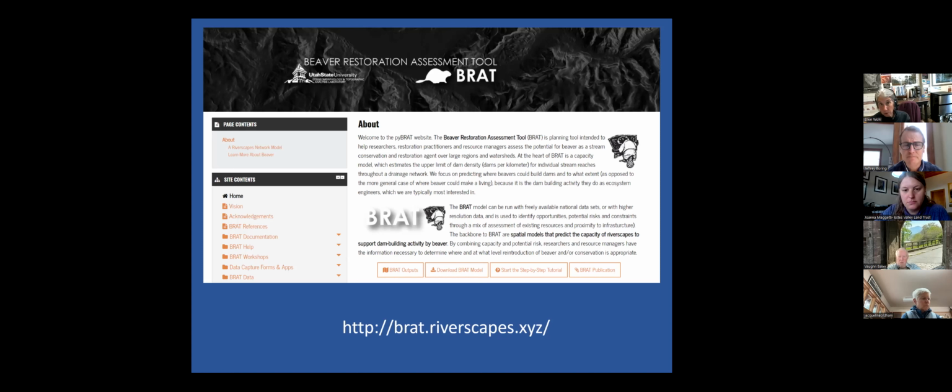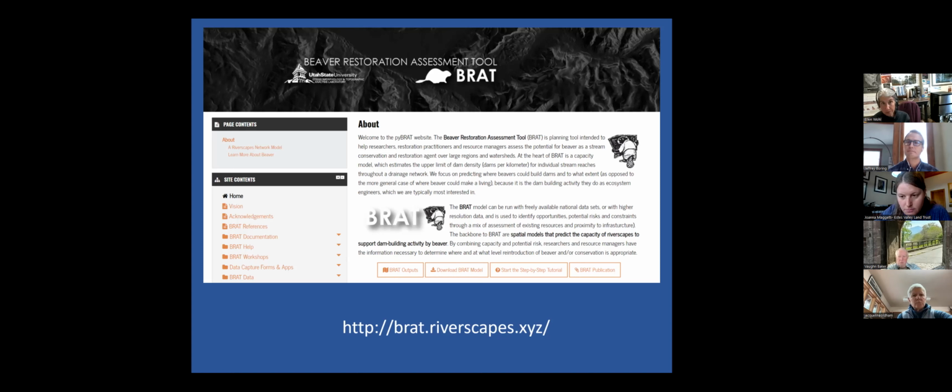to figure out what the carrying capacity of a portion of the river might be for beaver. And one of my master's students did this analysis for the whole state. So the areas that are red cannot support beaver. And if you look at them, they're the big rivers. They're too big for beavers.